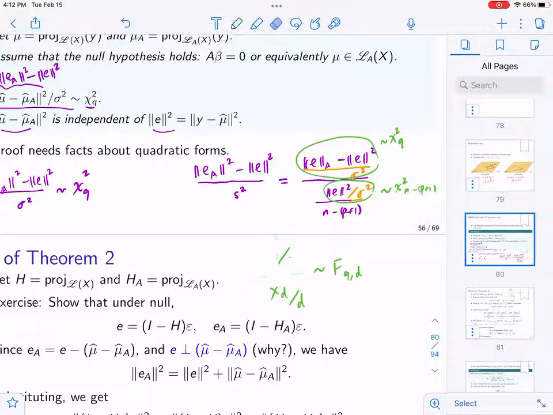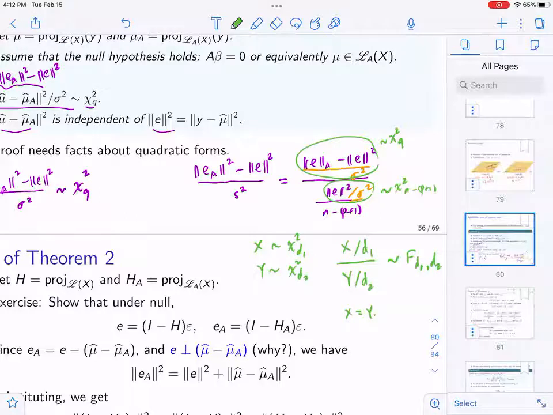Let's say this is a random variable. If you want to be a little more careful, let's say x is chi-squared with d1 degrees of freedom, and y is chi-squared with d2 degrees of freedom. I'm going to divide each by its degrees of freedom. I would like to claim that this has an F distribution. It's not going to be true in general. So x could be exactly equal to y, with d1 equal to d2, and this would just be the constant 1.